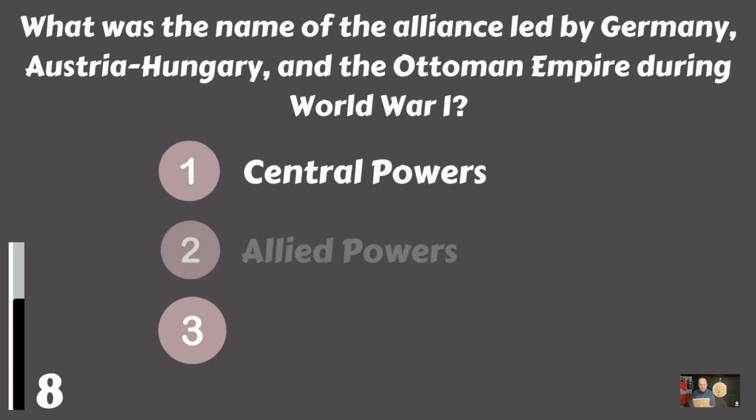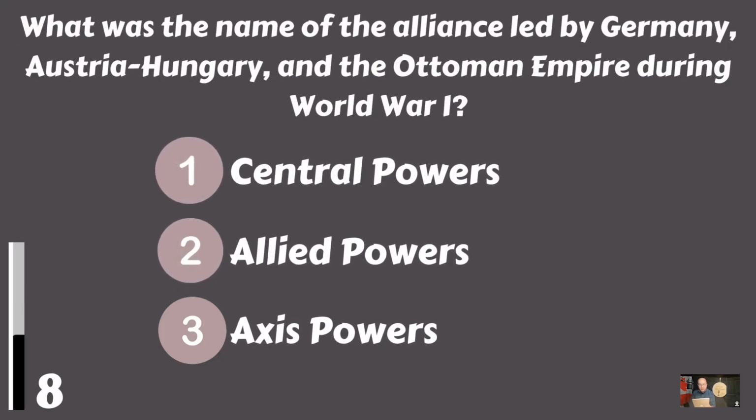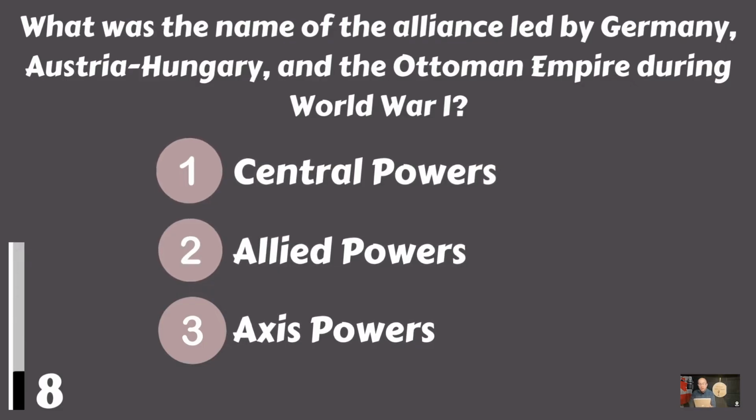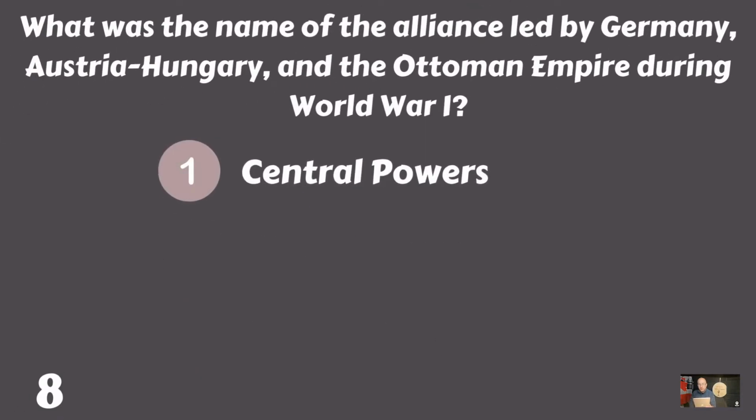What was the name of the alliance led by Germany, Austria-Hungary, and the Ottoman Empire during World War I? Were they the Central Powers, the Allied Powers, or were they the Axis Powers? And they were known as the Central Powers.